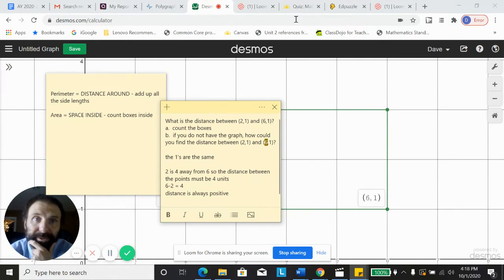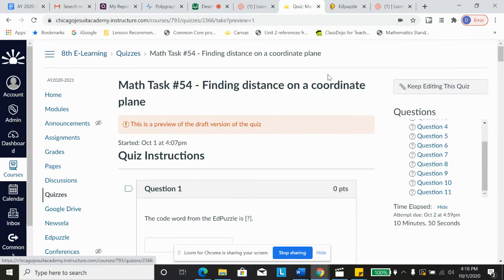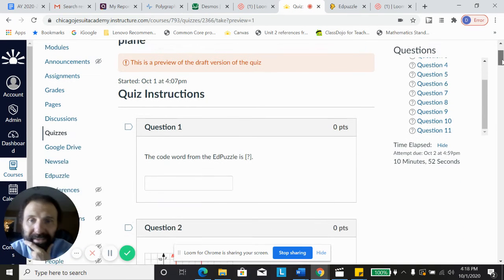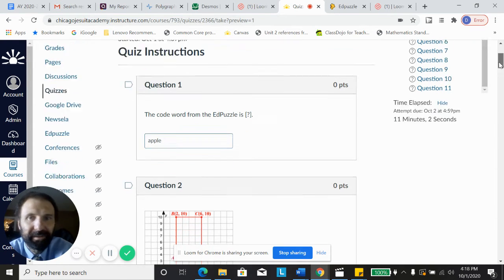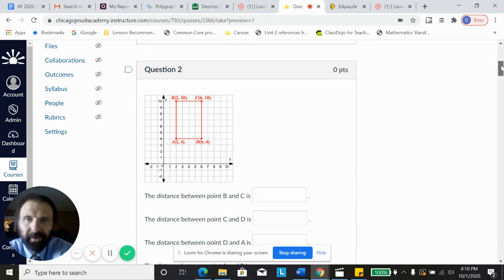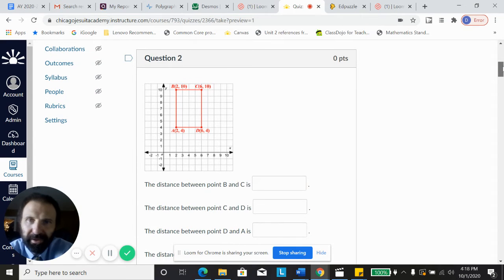So how can that be useful? Well, on your practice today, you're going to be practicing this. So the first question I'm going to ask you, to make sure you watch this Ed puzzle, is what is the code word? And the code word is apple. So if you don't watch this, you're going to get that wrong, and I'll know. So let's do the next two questions together.